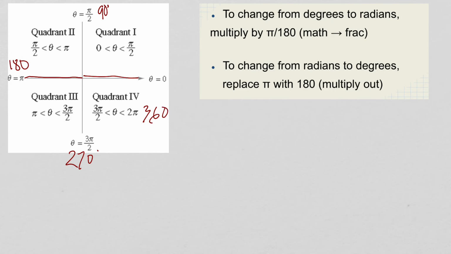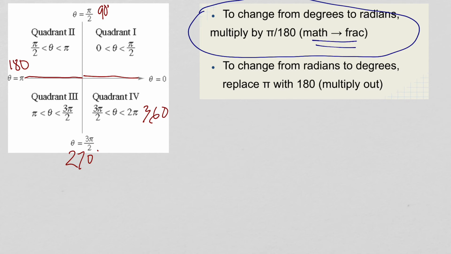If you don't quite understand how they're getting the radian to the degree, that's okay. This is the most important thing right here. So to change from degrees to a radian, you're going to multiply it by pi over 180. And then I'm going to show you in the calculator, press math frac, and you'll see what happens to get your answer there. To change from a radian to a degree, that's easy enough. You just replace pi with 180 and you multiply it out. So let's take a look at a few examples here.